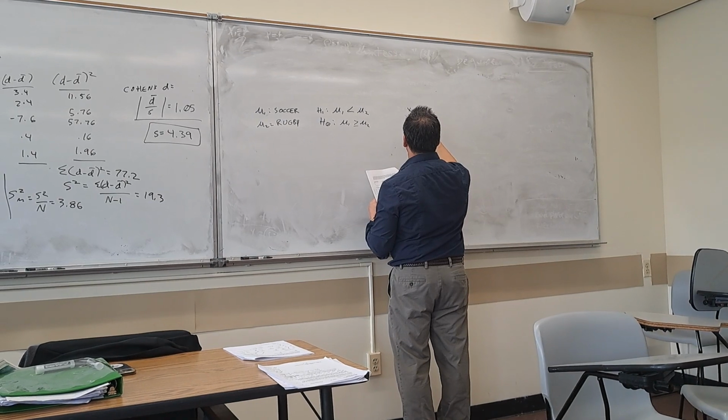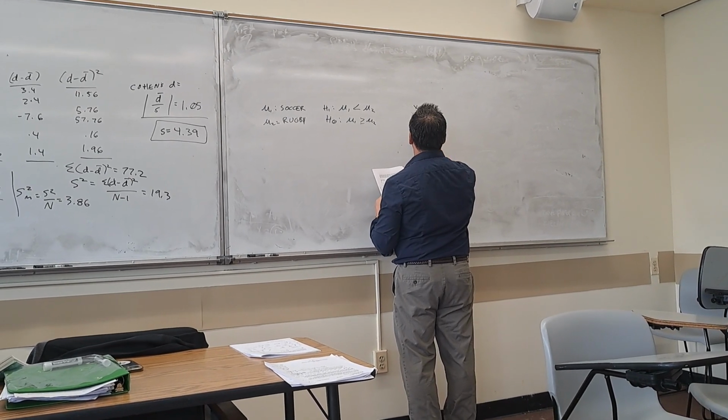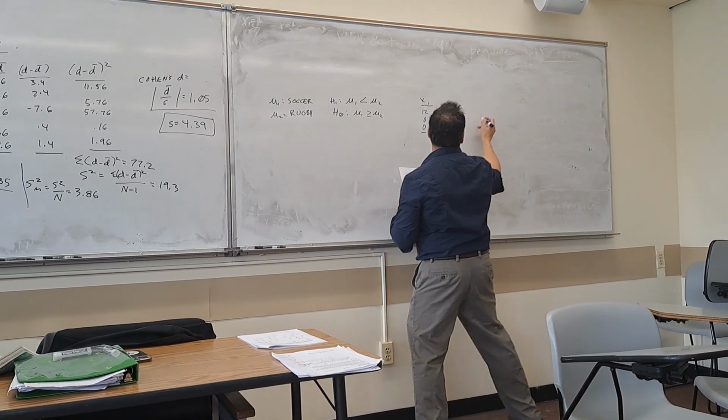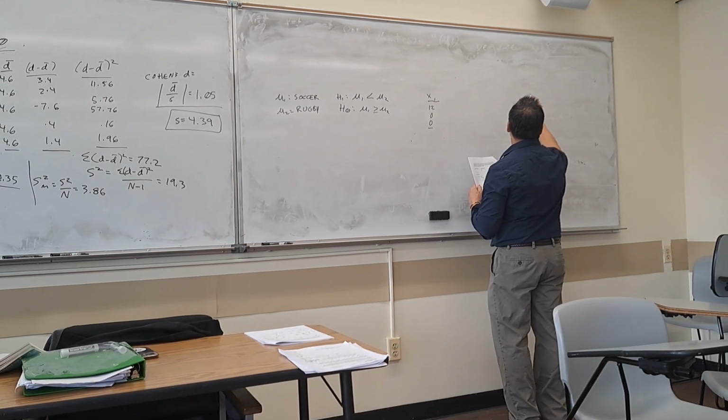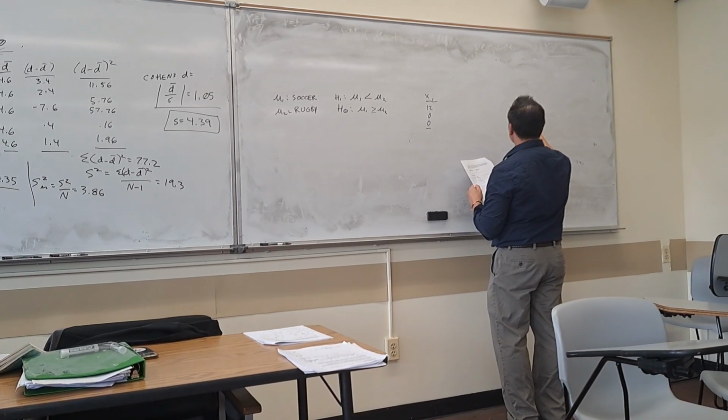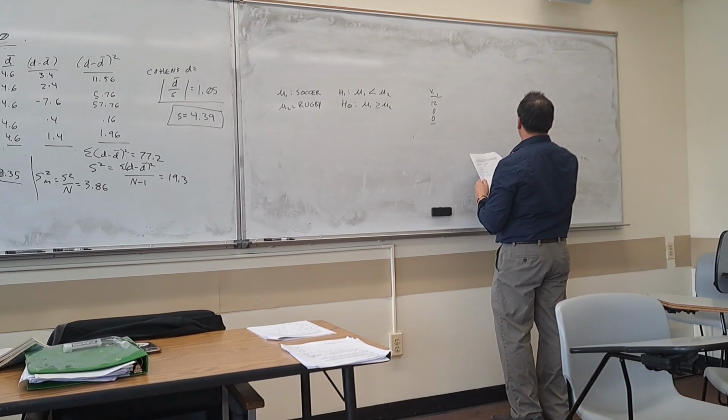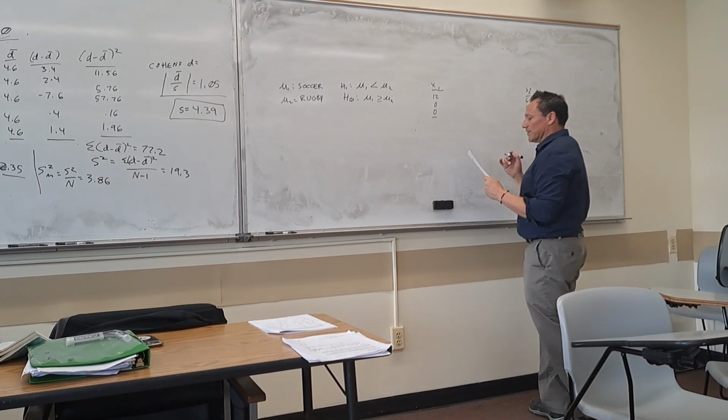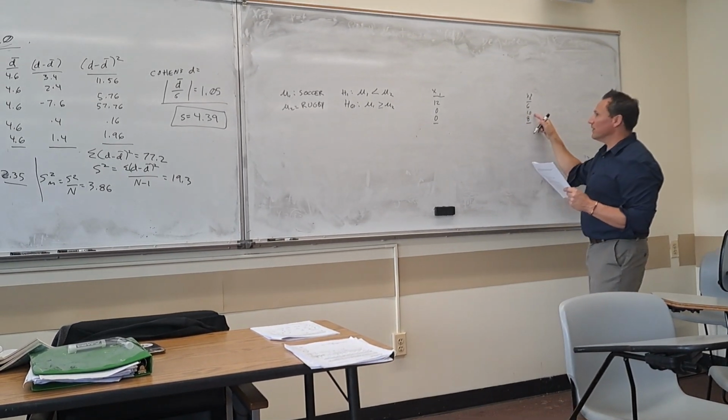Okay. So now you have x of 1 as your soccer players, 12, 0, and 0. X of 2 is going to be your rugby players, 6, 10, and 8. This is the number of slices of pizza eaten. This one dude's a pig.